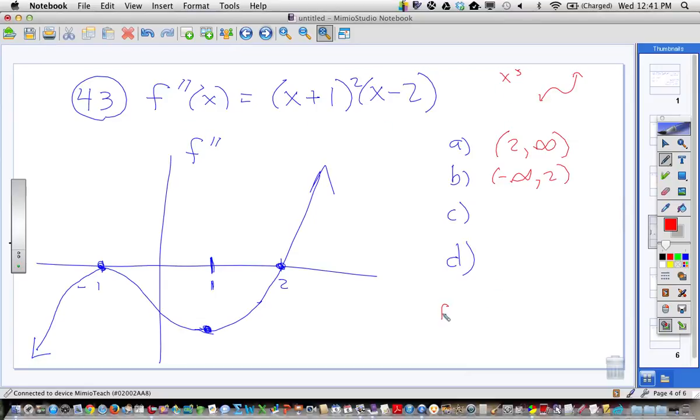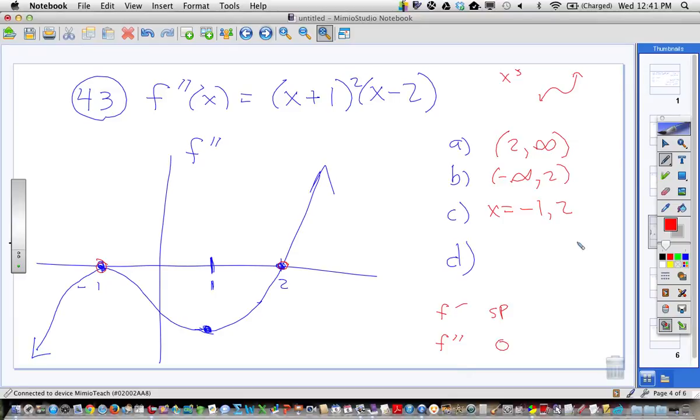Now we got to think about the chart. F prime has stationary points when F double prime is 0. Oh, okay, so that would be here and here. X equals -1 and at 2. Stationary points of F prime.